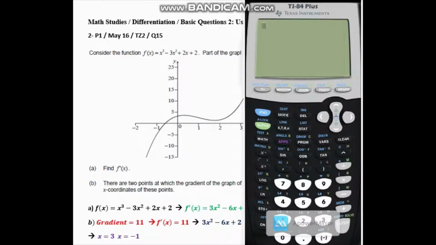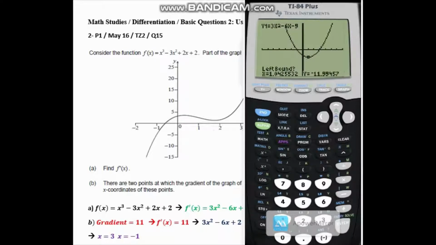So first I shall click on y equals, and I shall write down my expression, which I've already done, 3x squared minus 6x minus 9. Next I shall click on trace. There is my function. In order to find the values of x where this function is 0, I shall click on second, trace, 0.